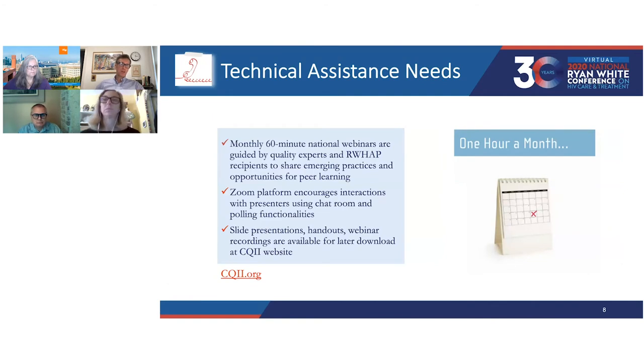Then we also have technical assistance calls. As mentioned earlier, those occur monthly. They are about 60 minutes in length, and we usually bring together a content expert on an identified area, as well as some recipients that hopefully mirror you and your experiences to really showcase their emerging practices. And there's usually lots of time for exchange, question and answer, to really make this a hopeful resource for you. Lastly, be sure that you also check our resources, such as slide presentations, handouts, and webinar recordings. Again, they're all available at cqii.org.